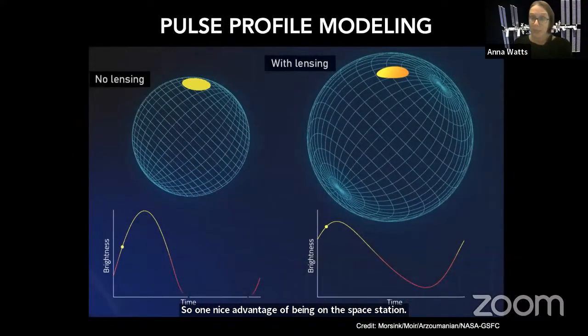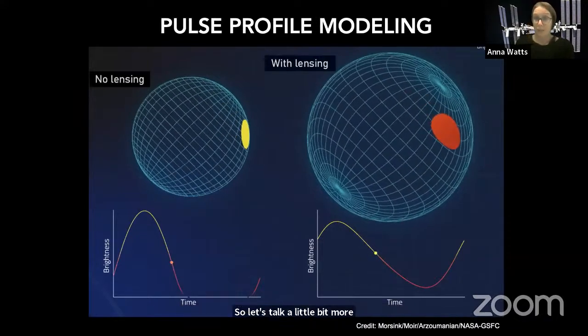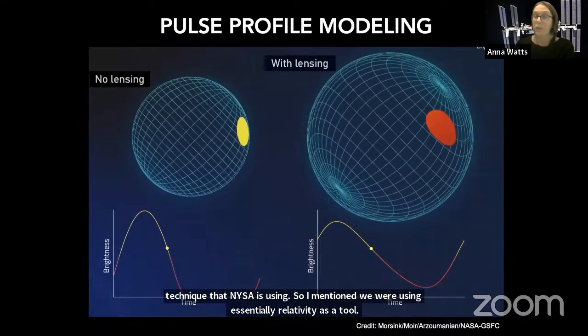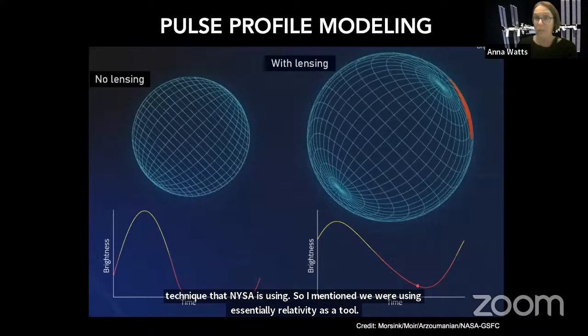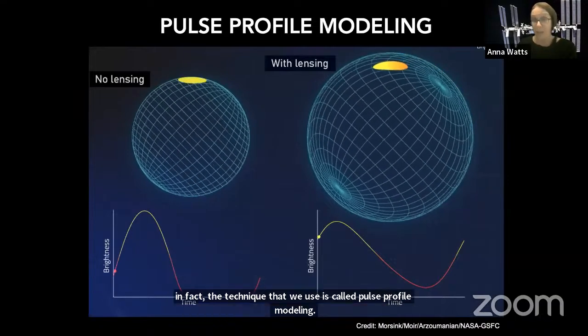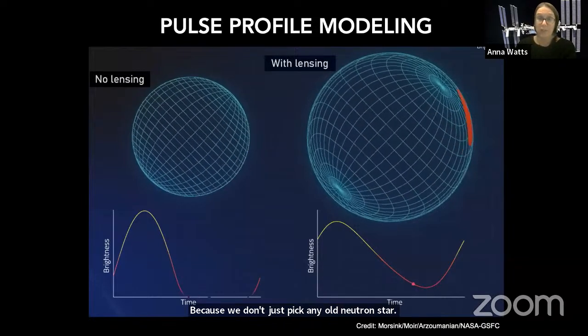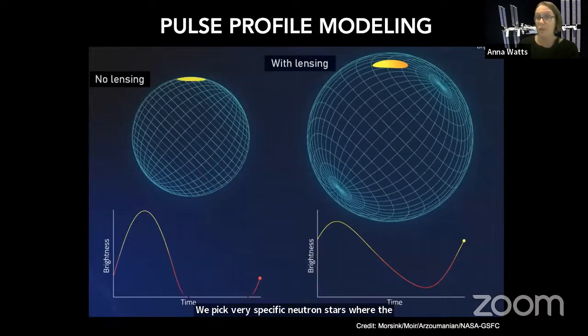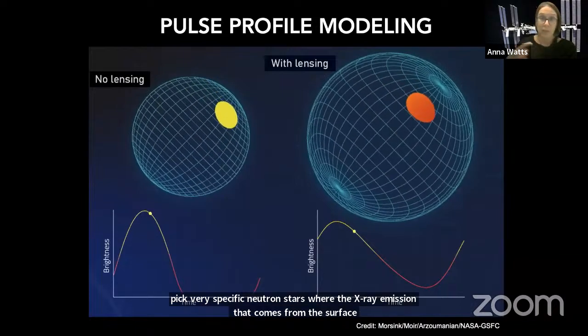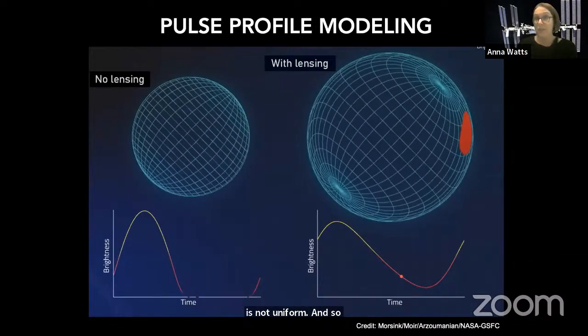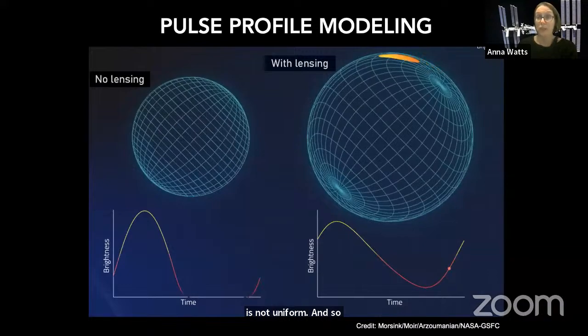So let's talk a little bit more about the kind of technique that NICER is using. I mentioned we were using relativity as a tool. In fact, the technique that we use is called pulse profile modeling, because we don't just pick any old neutron star. We pick very specific neutron stars where the X-ray emission that comes from the surface is not uniform. And so this means that as the star rotates, the emission varies.